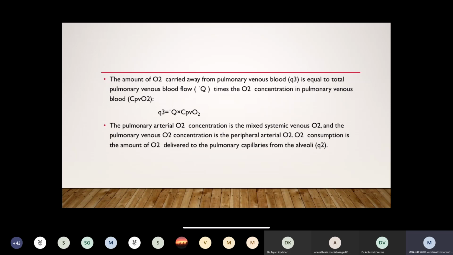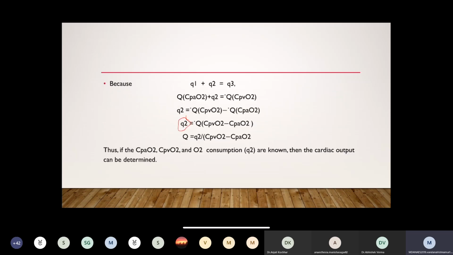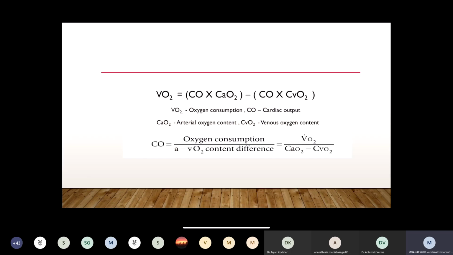By this formula, we can get the equation that the oxygen consumption Q2 is equal to the blood flow into the difference between the venous and arterial concentration of oxygen. By this, the blood flow is equal to oxygen consumption divided by arteriovenous difference. By knowing the oxygen consumption and arteriovenous difference, we can calculate the cardiac output. The cardiac output is equal to oxygen consumption divided by arteriovenous content difference.